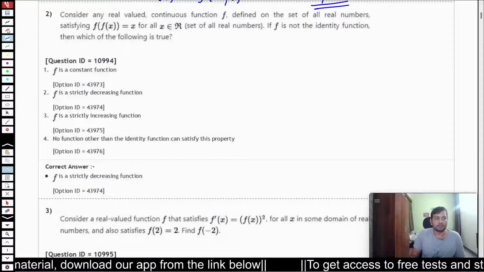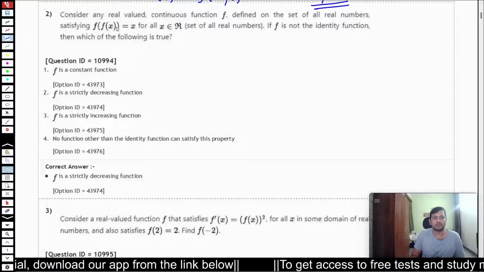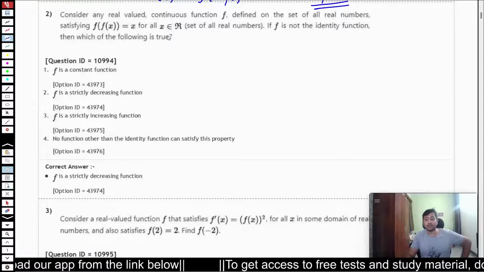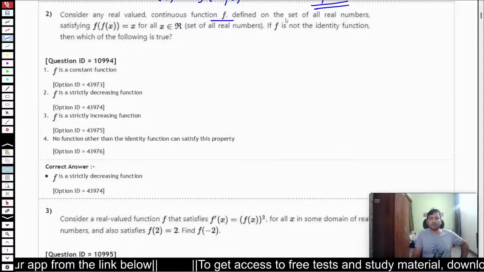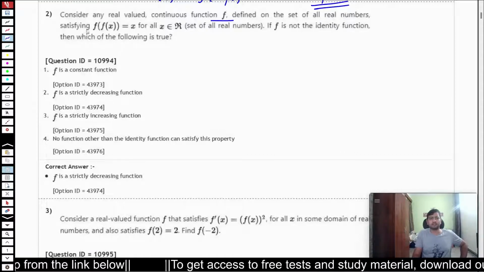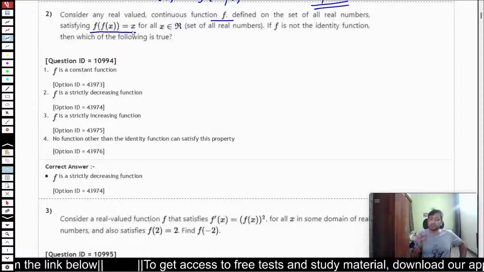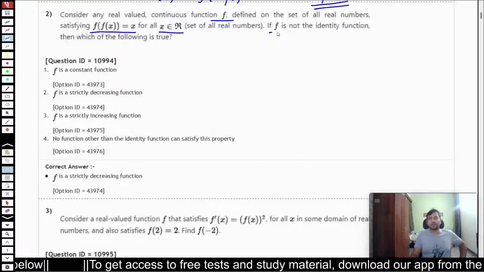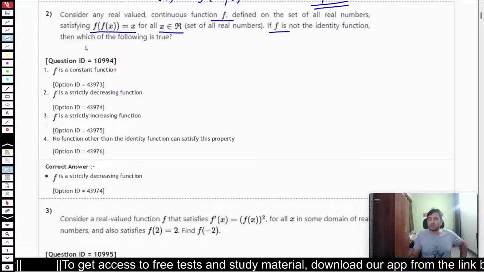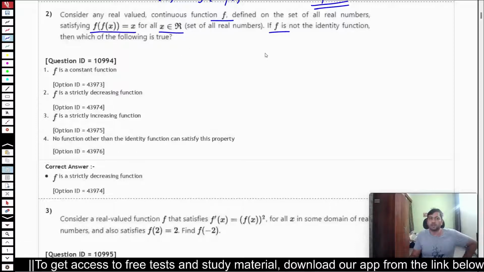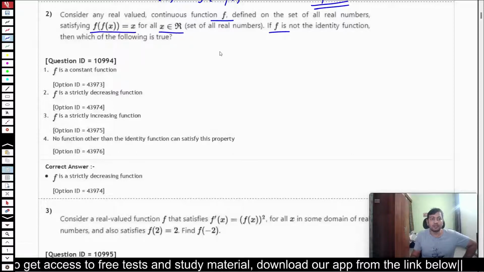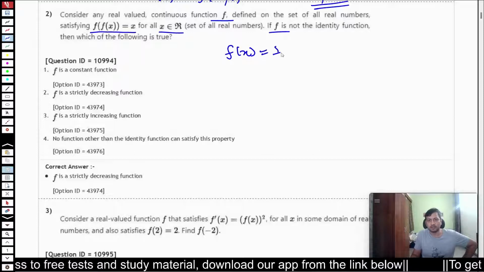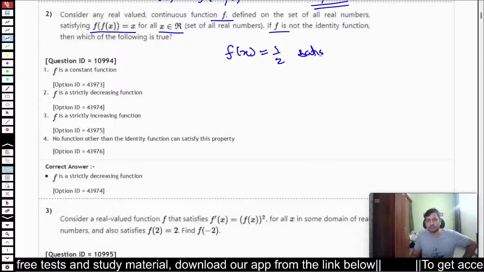Let's continue with question number 2. Now we have been given a situation that there's a real valued function f defined on the set of all real numbers satisfying that f of f of x is equal to x for all real numbers. If f is not the identity function, then which of the following is true? In this case, you can simply identify one of the functions. So f of x equals 1 by x satisfies these conditions.